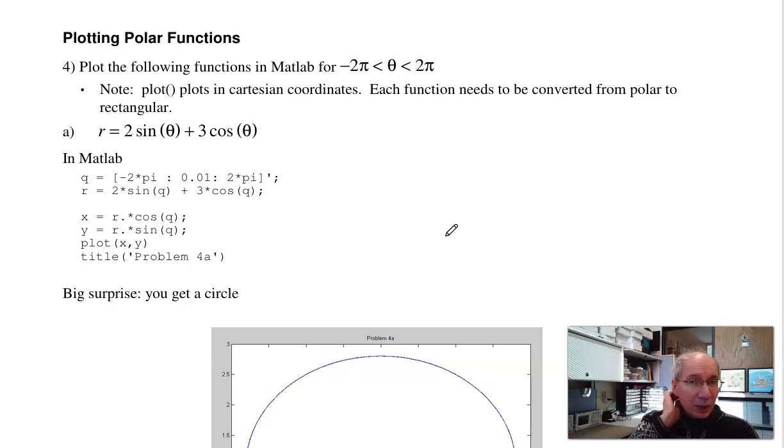Matlab also has plotting. You can plot in rectangular, well, plot uses rectangular coordinates. There is a polar command. I personally prefer just plot.